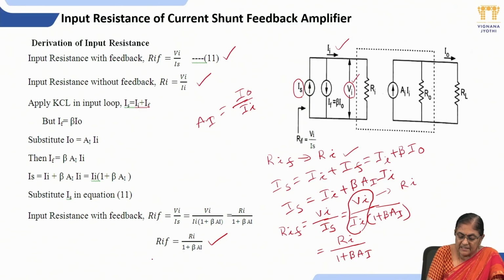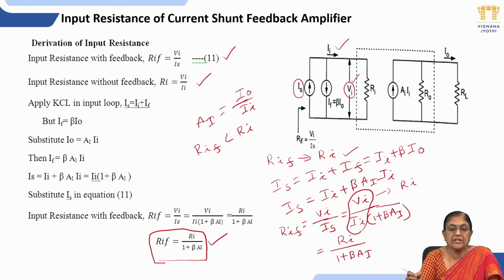So what did you understand by seeing this expression of input resistance with feedback? RIF is less than Ri by the factor of 1 plus beta AI. So you can clearly understand the terms in this expression. RIF is input resistance with feedback, Ri is input resistance without feedback, AI is current gain without feedback, and beta is the feedback factor. So in a current shunt feedback amplifier, input resistance decreases by the factor of 1 plus beta AI.